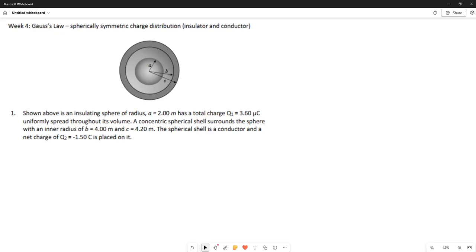Everybody, this worksheet is week 4, which is on Gauss's Law. And in this case, the problem that we deal with is a spherically symmetric charge distribution.